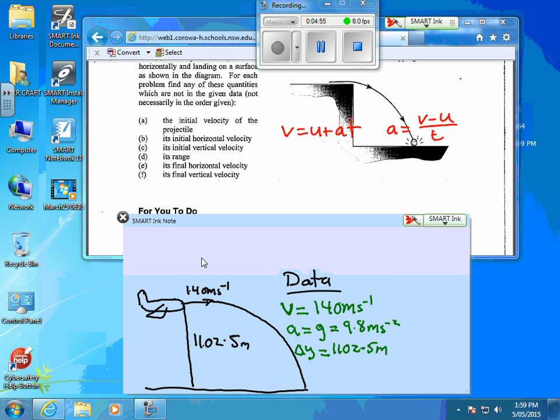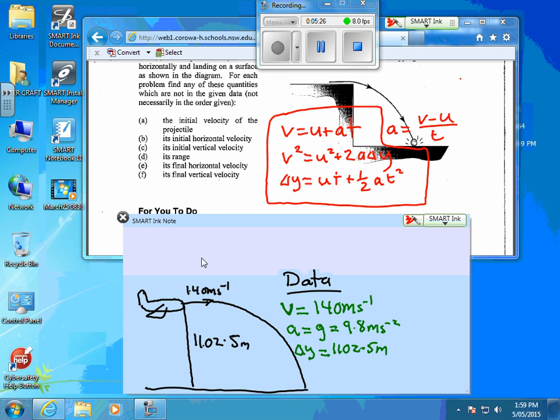Another formula which has to do with this is v squared equals u squared plus 2a delta y. It can also be horizontal, it doesn't really matter. And there's also delta y equals ut plus a half at squared. They're the three main formulas that we use for solving these sorts of problems, and you need to know those and just be able to pick them up and use them.